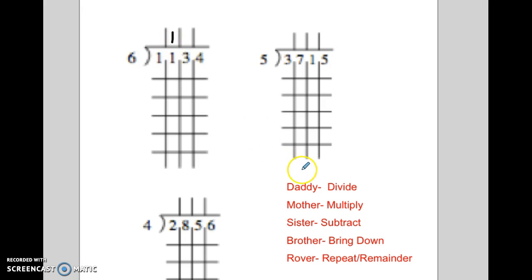So I did my divide. Now I do my mother, multiply. 6 times 1 is 6. Go ahead and write my number here. Then I'm going to do my sister, subtract. Okay, so now I'm doing what is 11 minus 6, and I get 5.